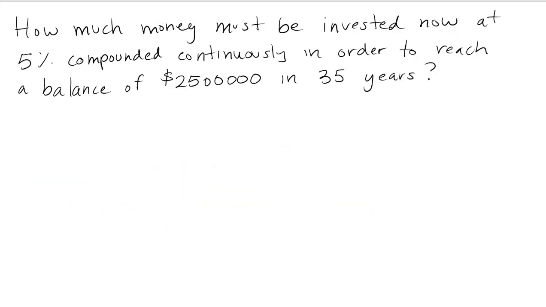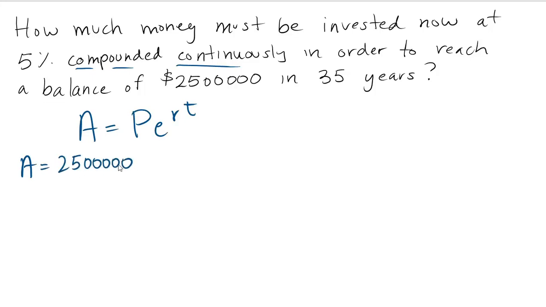Let's look at an example a little bit different than anything we've done so far. This says how much money must be invested now at 5% compounded continuously in order to reach a balance of $2,500,000 in 35 years. Well, we can see the interest is compounded continuously, so we're going to use that PERT formula again. What makes this problem different than anything that we've done previously is that we're not looking for the balance. We know the balance. The balance is $2.5 million. The question is, how much do you start with? What is the principal? The interest rate is 5%, 0.05. The time is 35 years. And we want to know what lump sum we have to set down in order to reach this $2.5 million.